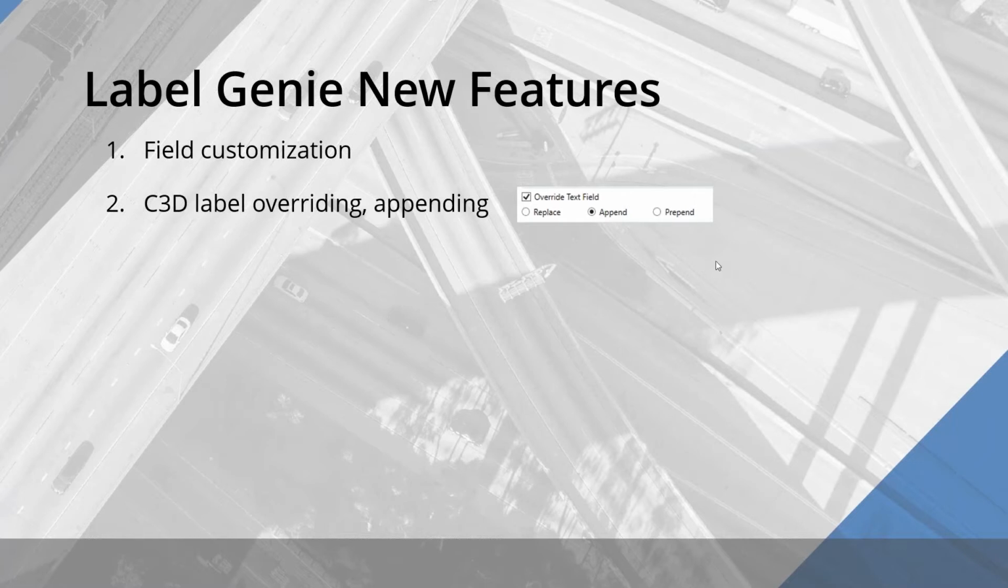Civil 3D label overriding or appending. If you're familiar with Civil 3D labels, you can pick on one and there's an edit label text option. And you can go in there and you can manually type some additional text, perhaps a little prefix, or maybe you want that label object, but you just want to get rid of that parameter altogether. We're going to be able to do that en masse through Label Genie now, where we can override a Civil 3D text component, and we can append or prepend or just outright replace that field.